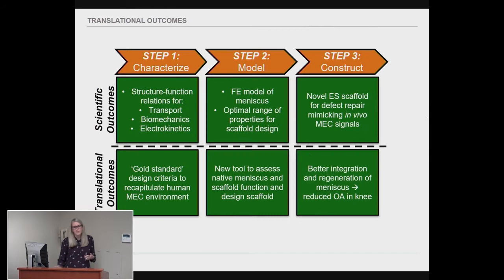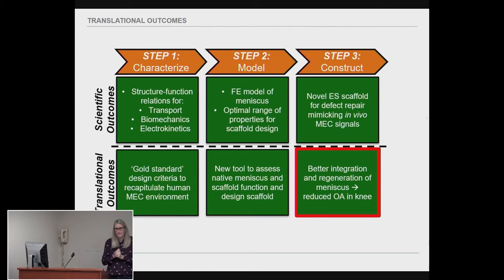At each step in our process, we have significant scientific and translational outcomes, which include this new gold standard set of data that can be used to design new constructs and a new tool. And most importantly, we believe that with this system, we'll be able to achieve better integration and regeneration of the meniscus, which will in turn lead to reduced OA in the knee.